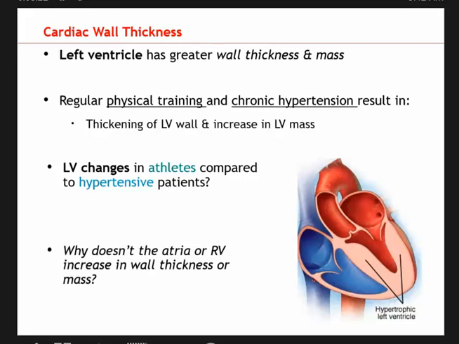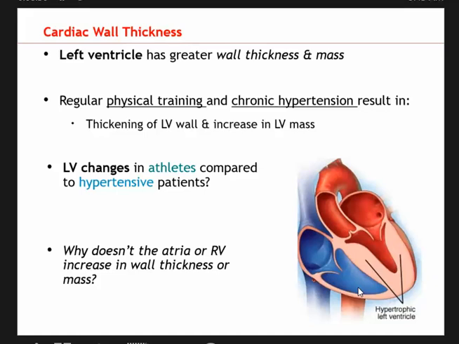Next, let's talk about why the atria, so both the right and the left atria, which are our top two chambers, and then our right ventricle down here at the bottom, why do these three chambers not increase in wall thickness or mass? So normally I would have the class come up with a reason for this. So let's start with the atria. Why do the two atria, why do those chambers not change?